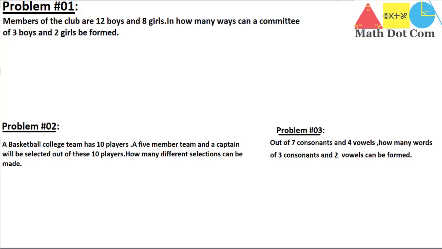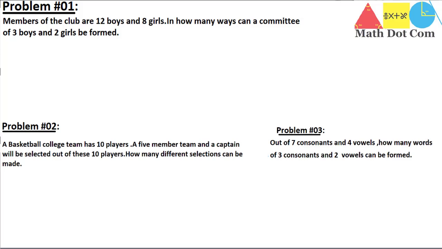of combinations. So problem number 1 is, members of the club are 12 boys and 8 girls, and in how many ways can a committee of 3 boys and 2 girls be formed? So one thing here for sure is that we have to find the combinations, because here the arrangement or the order in which the committee is to be formed doesn't matter. So when the arrangement or order doesn't matter, it means you need to adopt the combination rather than the permutation.